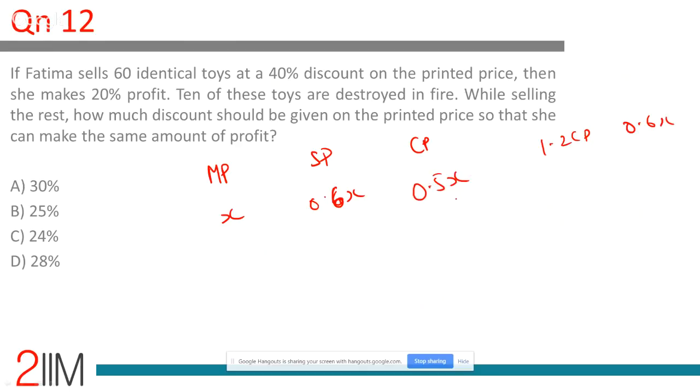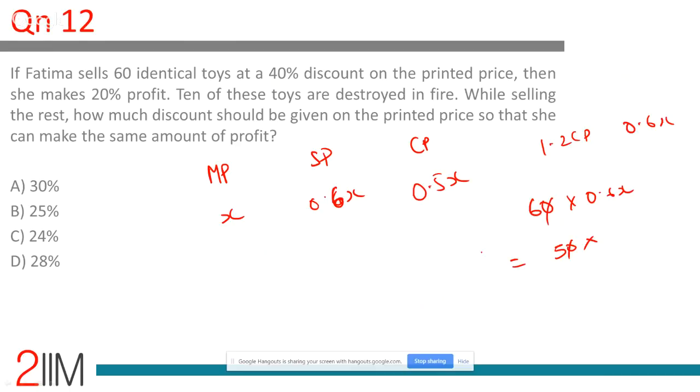10 of the toys are destroyed in fire. While selling the rest, how much discount should be given on the printed price so that she can make the same amount of profit? While selling, the total money she makes is 60 into 0.6x. She should make this with 50. 60 into 0.6x is 50 into something.